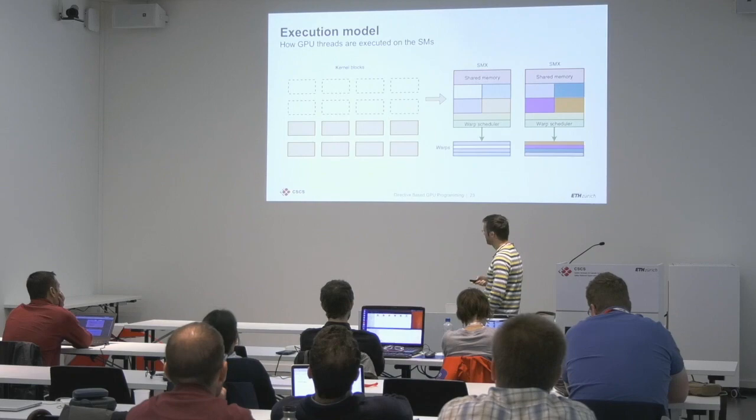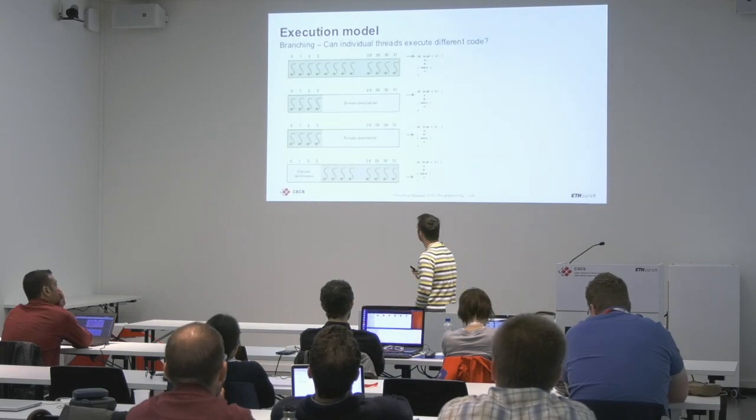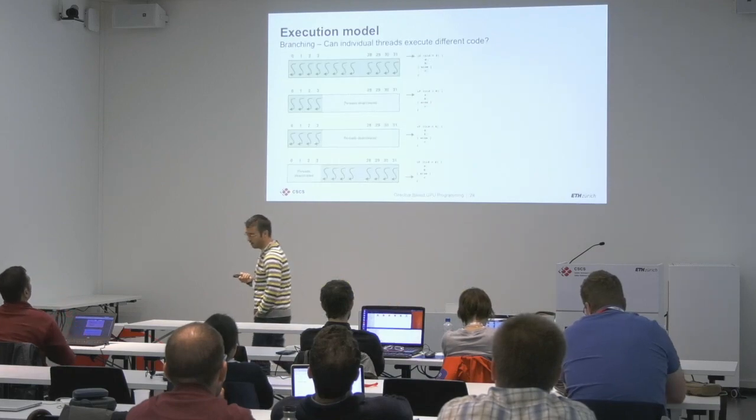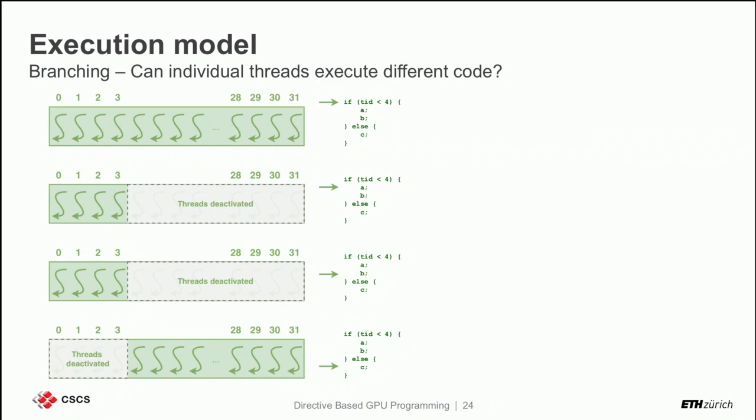Next thing is, I said before that all the 32 threads of a warp execute the same instruction. But actually, you are allowed to do branching. So you can have in your code something like this: if my thread ID is less than 4, then do A and B, else do C. That's pretty much valid.